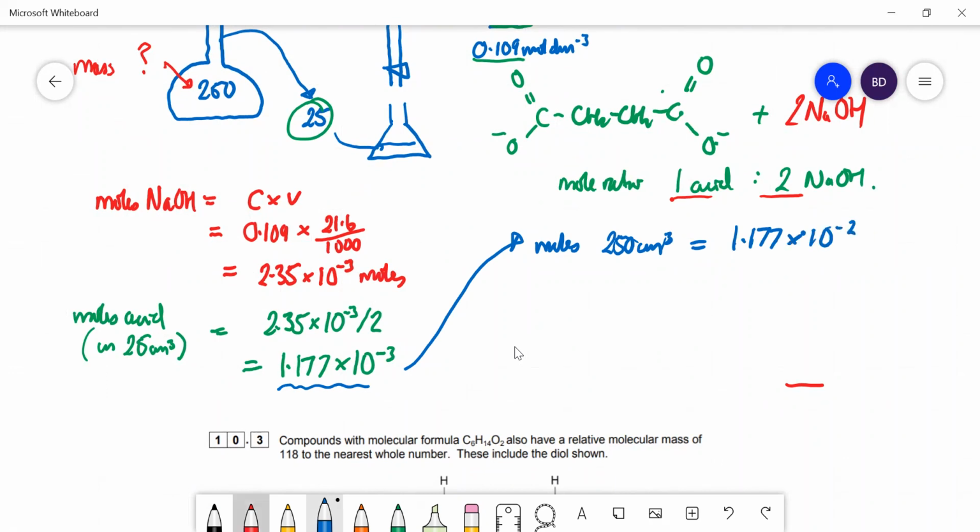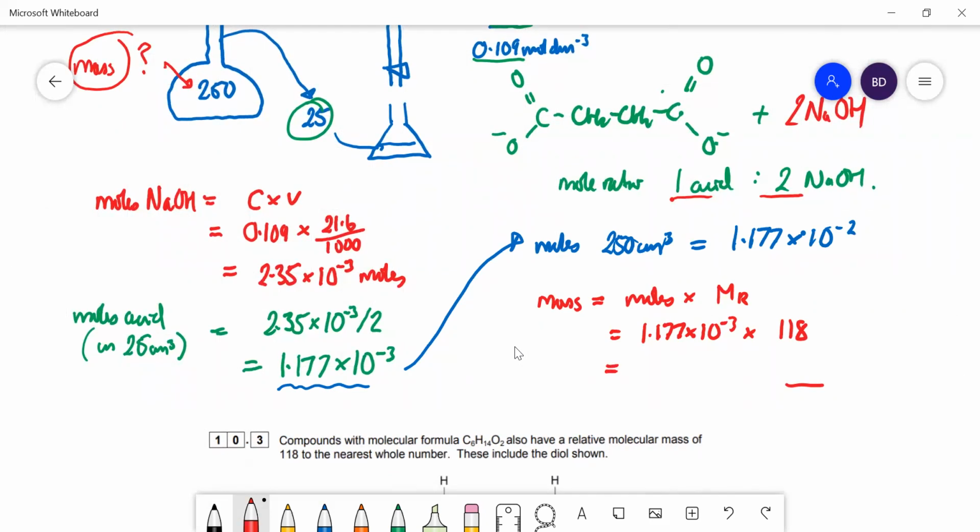The question asks us to find out the mass of the acid. So mass of the acid is equal to the moles of the acid multiplied by the MR. We've just worked out the moles, 1.177 times 10 to the minus 2. The MR of the acid, they told us, was 118. So that gives us 1.389 grams. Let's give that to 3 significant figures, because it asks us. That's 1.39 grams is the answer. We should give it to 3 significant figures because the data in the question is mostly given to 3 significant figures.